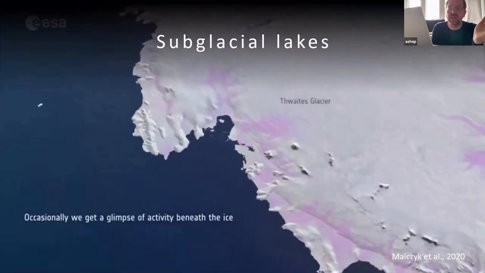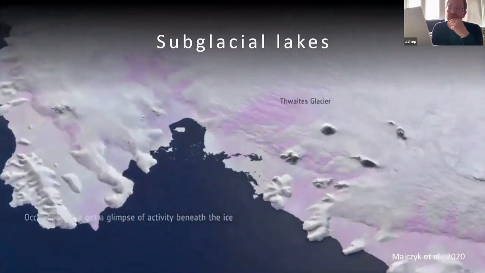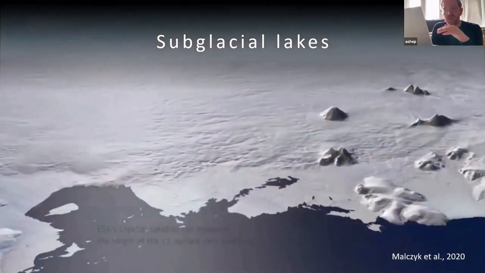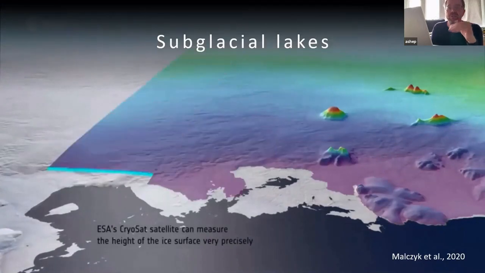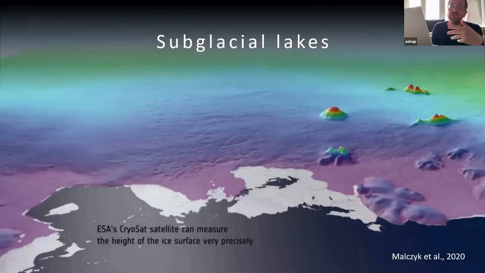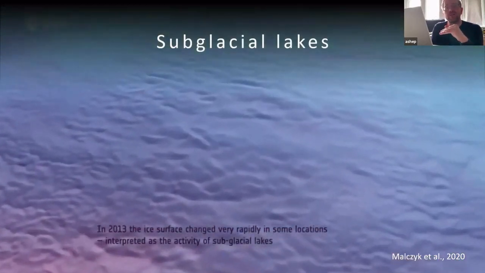You might have heard about subglacial lakes. They live beneath Antarctica mainly. There are one or two beneath Greenland. And we don't see the subglacial lakes, we see the surface expression. And we've learned in the past 15 to 20 years that water moves around at the base of the ice sheet.